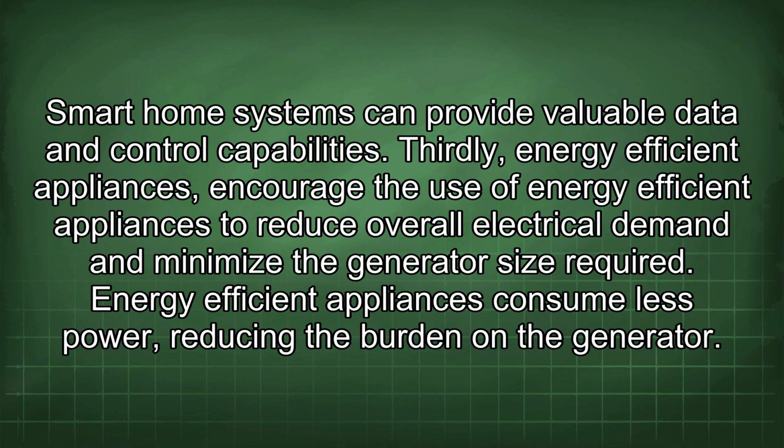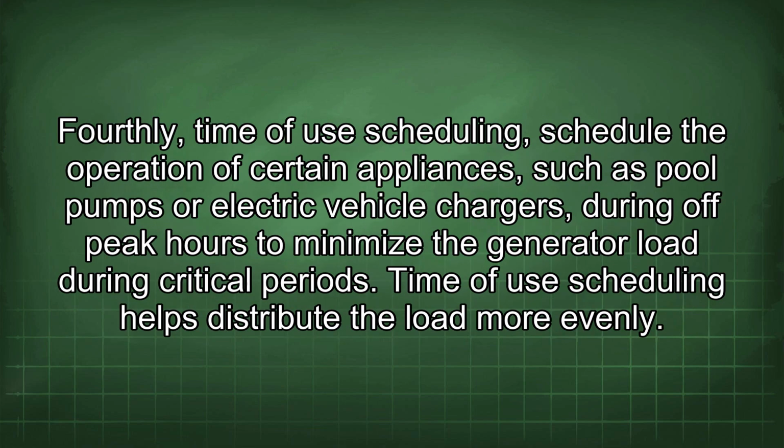Encourage the use of energy-efficient appliances to reduce overall electrical demand and minimize the generator size required. Energy-efficient appliances consume less power, reducing the burden on the generator. Fourthly, time of use scheduling. Schedule the operation of certain appliances, such as pool pumps or electric vehicle chargers, during off-peak hours to minimize the generator load during critical periods. Time of use scheduling helps distribute the load more evenly.